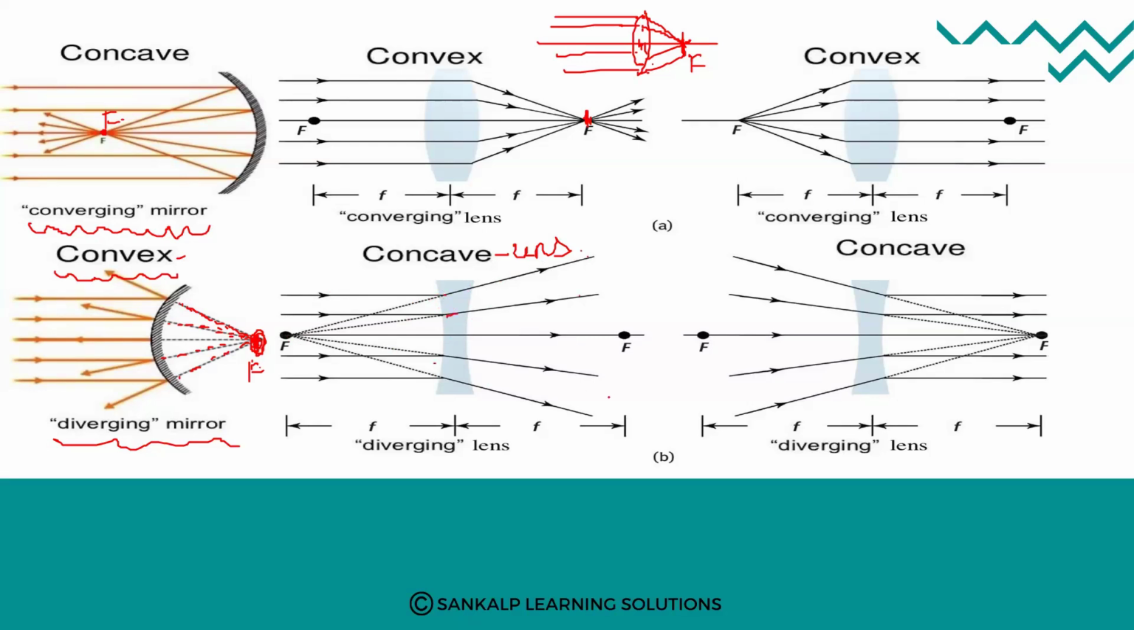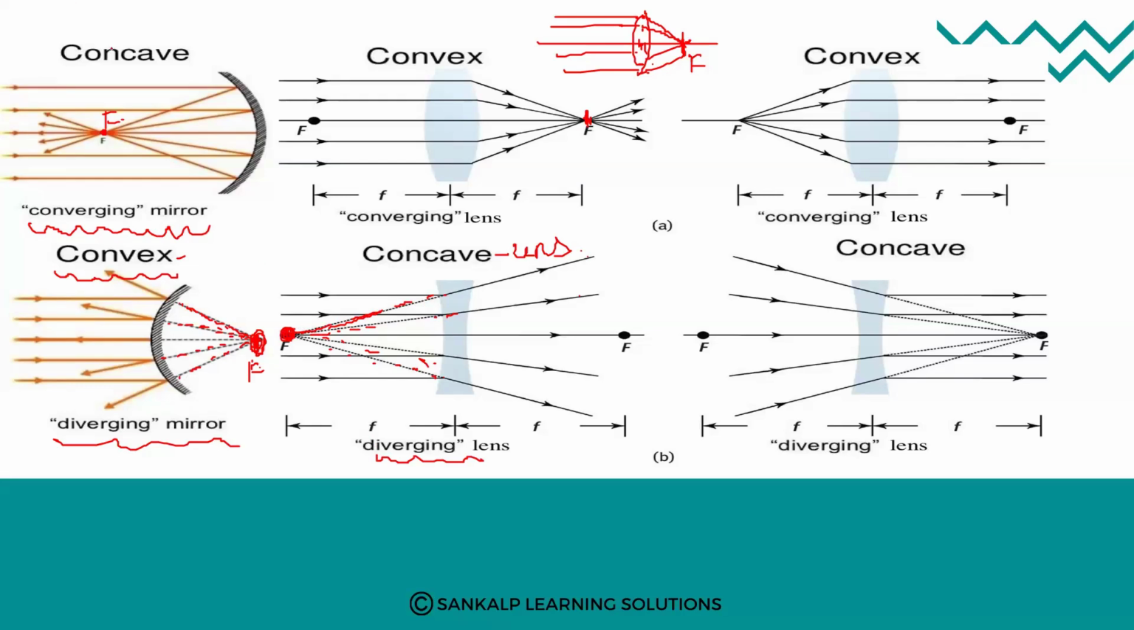Go like this. When they go like this, what do we do? Just like we did here. So if we represent it with a dotted line, at this point rays will appear to meet. Okay, at this point rays will appear to meet. That means concave lens is called a diverging lens and convex mirror is called a diverging mirror.